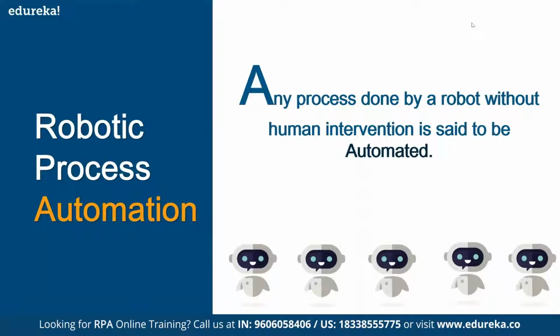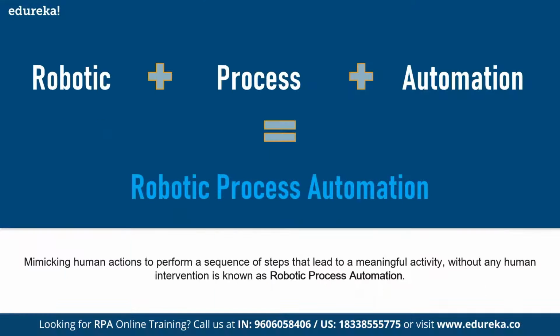So putting it all together, mimicking human action to perform a sequence of steps which lead to a human activity without any human intervention is called robotic process automation, guys. So the manual work that you do in your industry is now being done by your robots. Simply, that is called robotic process automation. So just by listening to this, a lot of people will have a question. The very first question: oh, if a robot is doing the work, how about me? Where is my job security? This is the first question a lot of people get in their mind.